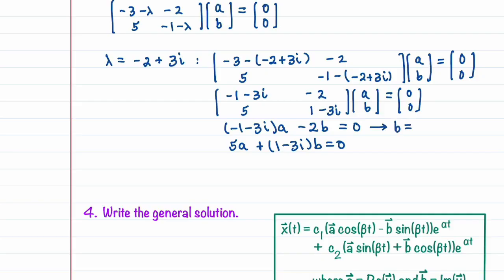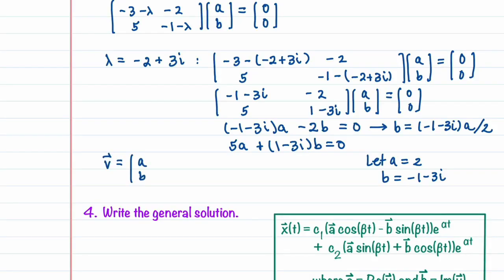So we're going to write down that B is equal to minus 1 minus 3i times A, all divided by 2. To avoid fractions, I'm going to let A be equal to 2, and then we get that B is equal to minus 1 minus 3i. Now we can write down our eigenvector, vector V. Remember that was equal to A B, and this is equal to 2, and then minus 1 minus 3i. I'm going to highlight this because we're going to need that in just a minute.